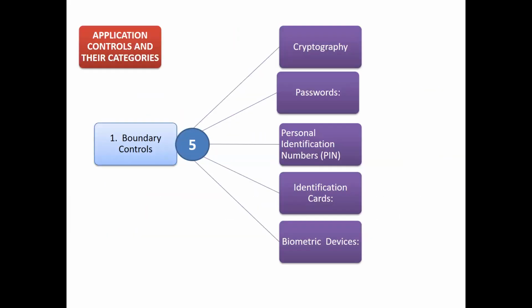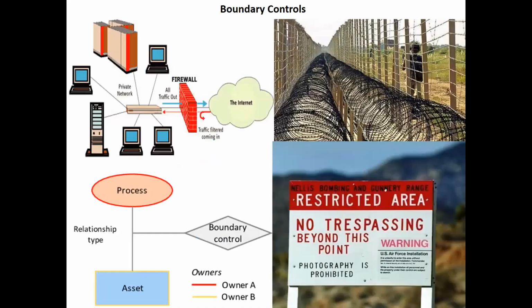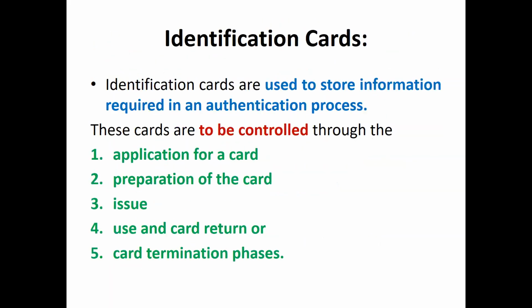Then boundary control, for example, cryptography, password, PIN, identification, biometric. That is to enter into the system. There is a boundary which protects our computer systems from unauthorized access. So cryptography, encryption, password, PIN number, identification: all these are identification, authentication, and authorization.